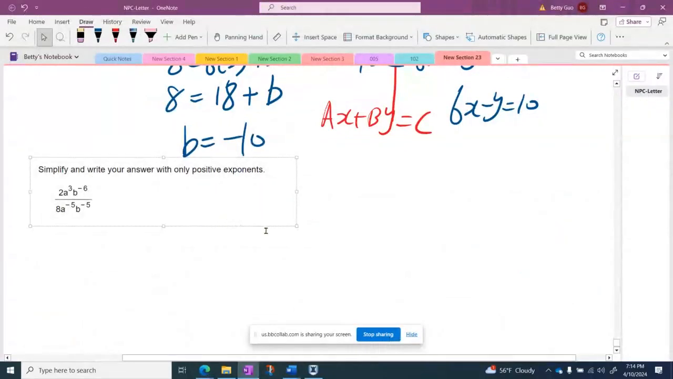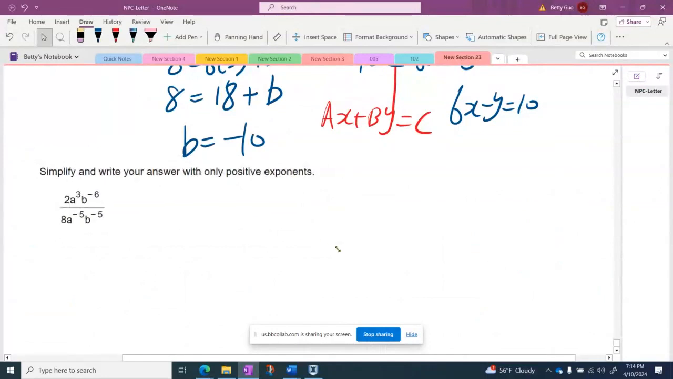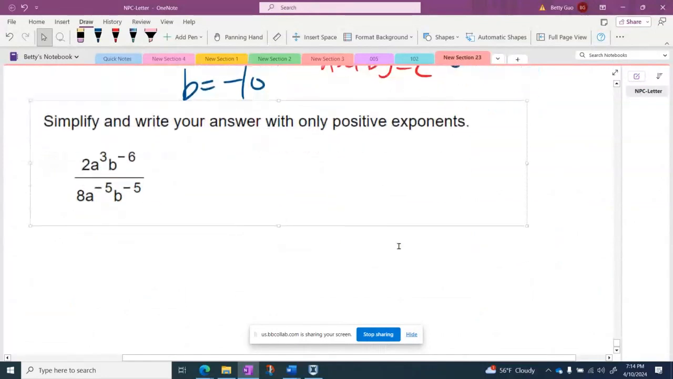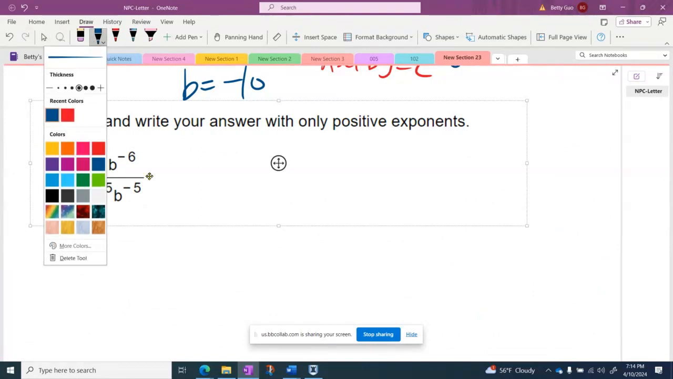Simplify and write your answer with only positive exponents. An algebraic expression is seen as not simplified if the expression contains negative exponents. So we will have to get rid of negative exponents if we have any. So in this case, let's see how we get rid of them and simplify the expression.